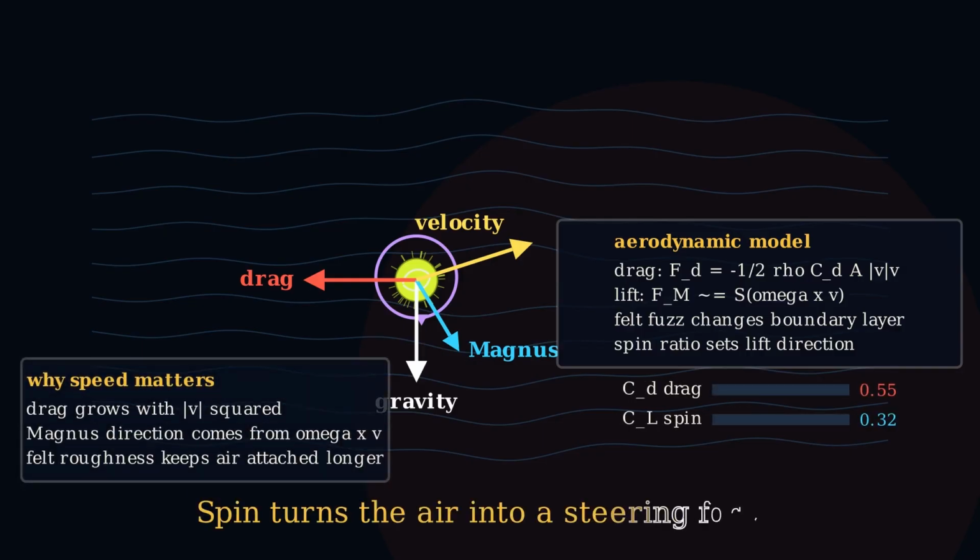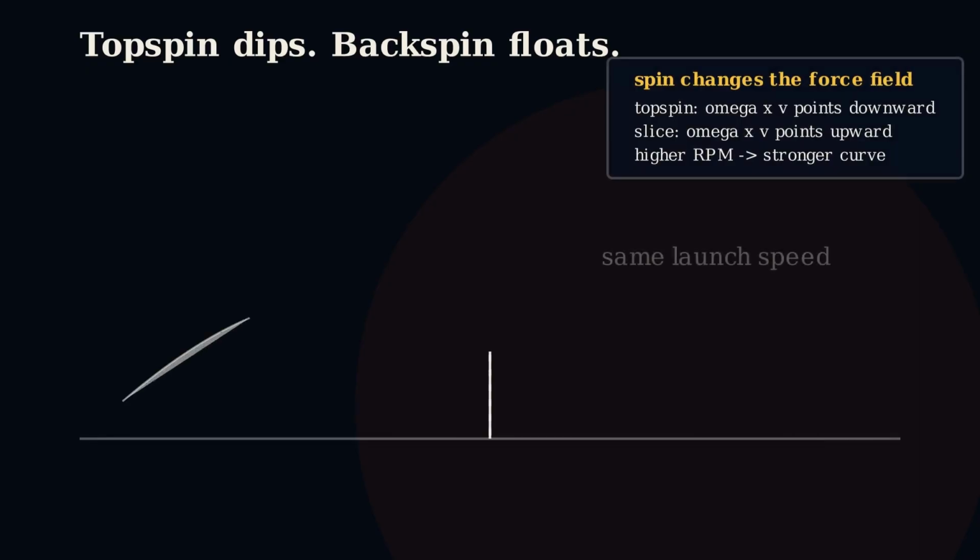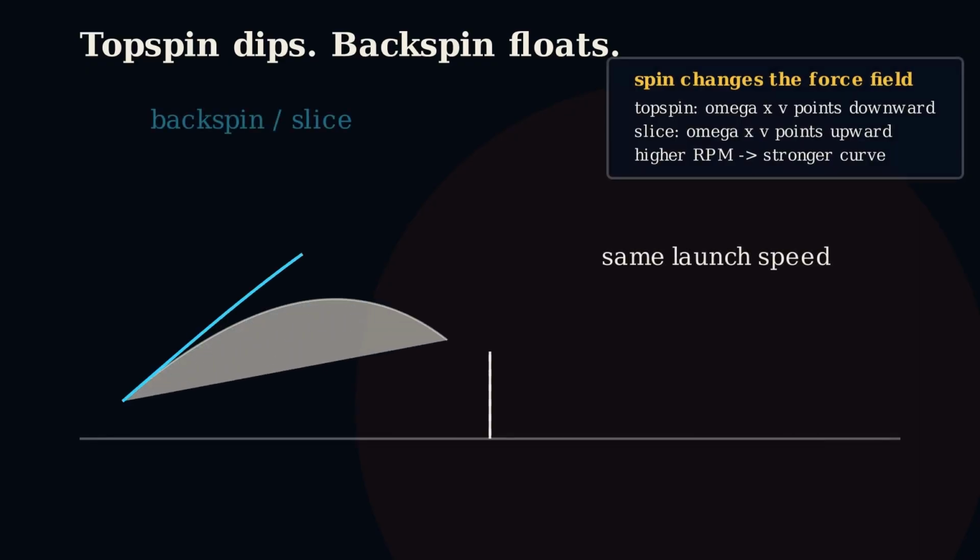Spin adds the steering force. The Magnus force depends on spin crossed with velocity, so changing the spin direction changes the force direction. In flight, air is already shaping the shot. Now compare three paths with the same launch speed. A reference ball follows the middle path.